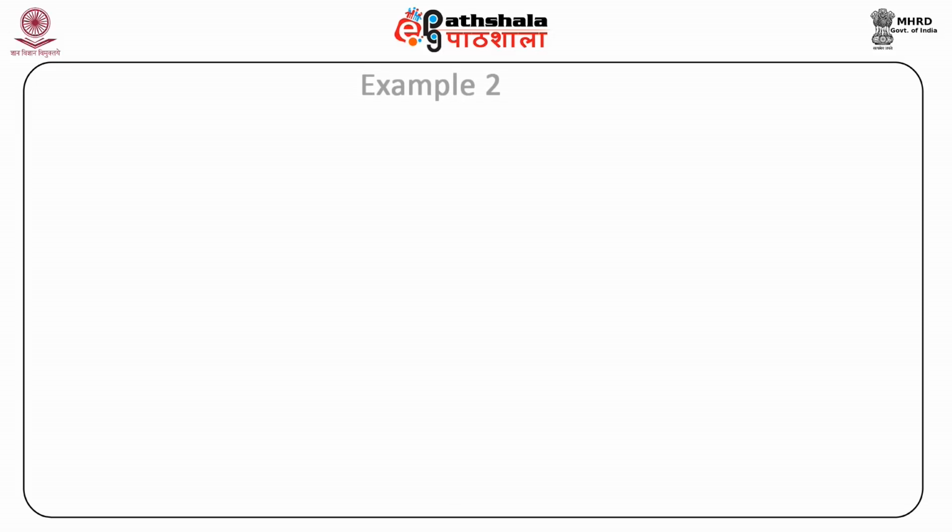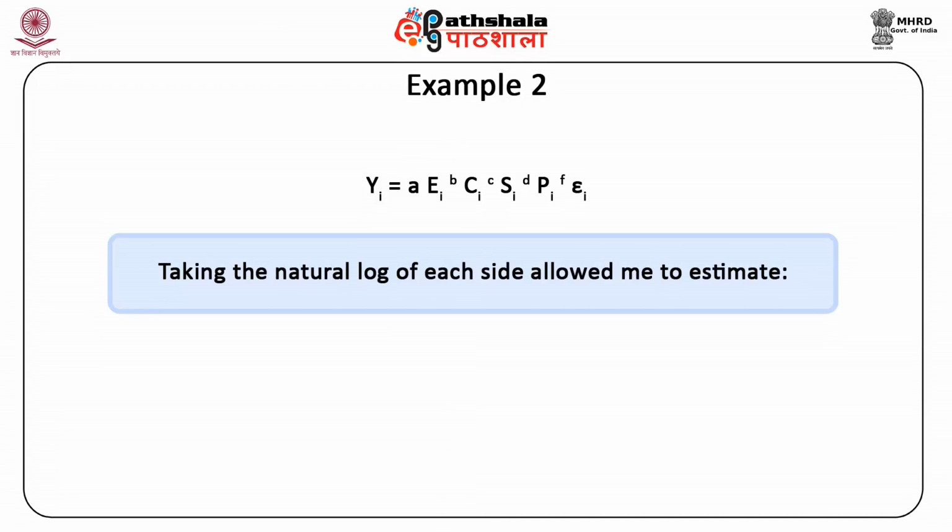As a result, the model used was yi = a * ei^b * ci^c * si^d * pi^f * epsilon i. Taking the natural log of each side allowed us to estimate ln yi = ln a + b ln ei + c ln ci + d ln si + f ln pi + epsilon i.